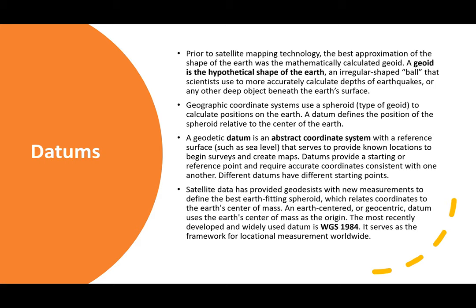A datum defines the position of the spheroid relative to the center of the Earth. Again, that's relative to depth and elevation. A geodetic datum is an abstract coordinate system with a reference surface such as sea level that serves to provide known locations to begin surveys and create maps. And all maps have to have some sort of starting point in which these different angular units of measure, degrees, minutes, seconds, are placed across the globe. Datums provide a starting or reference point and require accurate coordinates consistent with one another. Again, that consistent framework. And different datums have different starting points.